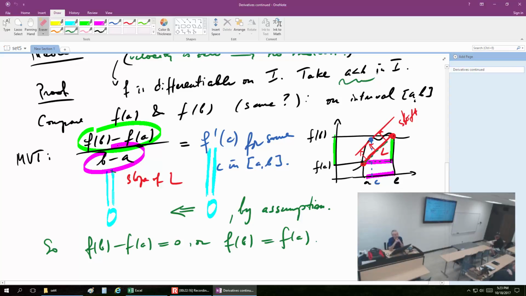How should I put it? Not picked, but rather we ran. By doing this, we ran through all possible pairs of A, B points in the interval I. Any pair of points can be chosen, and then we demonstrated that there is no difference of value between those two points.